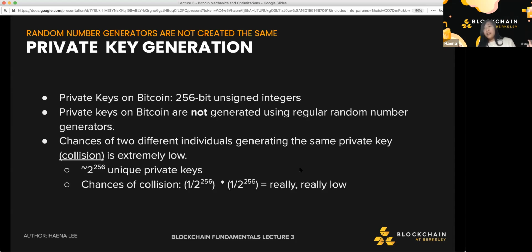But for the sake of this calculation, we'll just consider that the odds of generating a particular private key is 1 over 2 to the 256th power. So the chance of the same private key being generated twice is 1 over 2 to the 256th power times 1 over 2 to the 256th power, which is astronomically low. It is because this probability of collision is so low that we can consider randomly generating private keys to be secure.